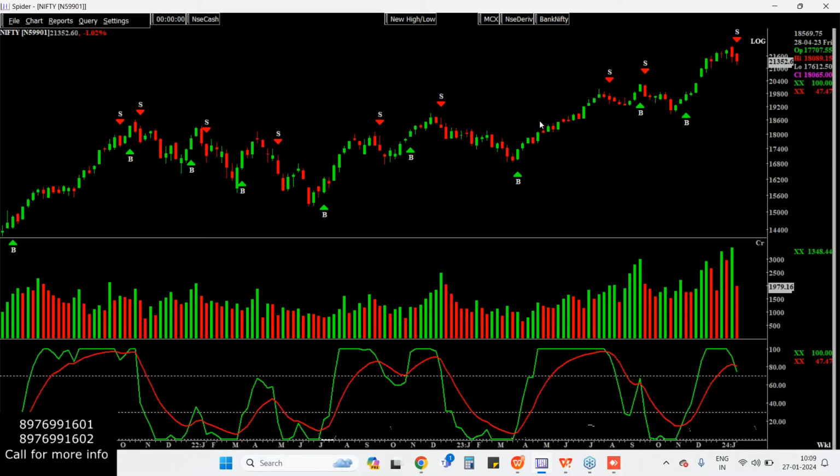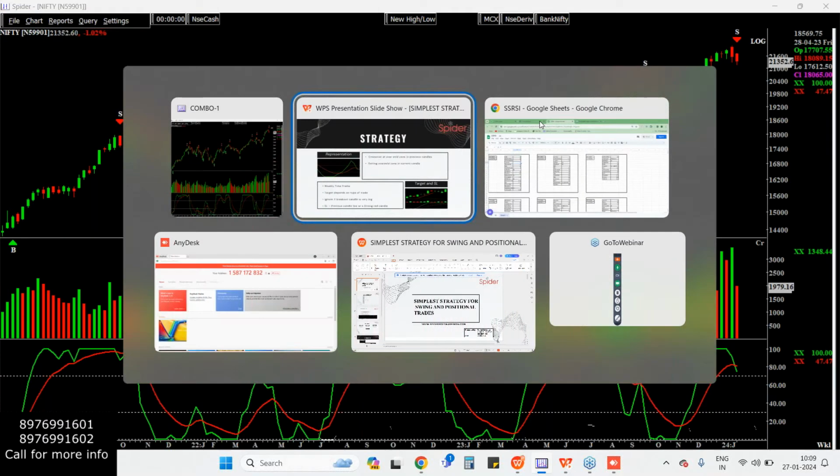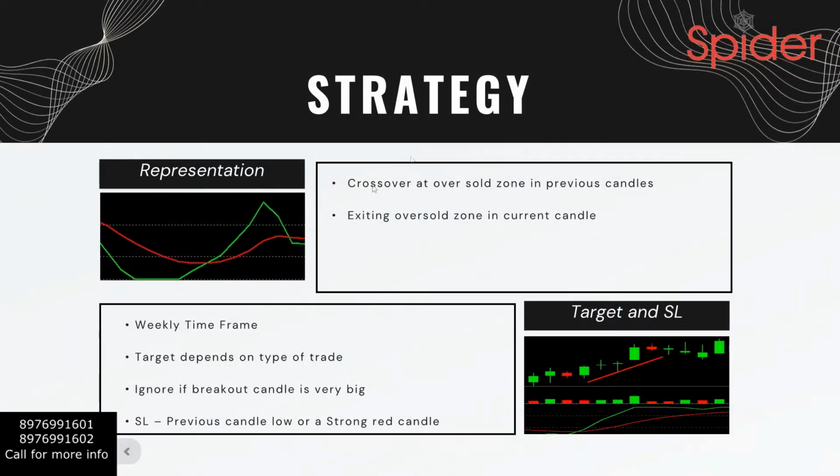Again, jumping into the PPT, because that will help us analyze better. Like I've written over here, crossover at oversold zone in previous candles. In the previous n number of candles, the n number of candles condition I put in the scanner won't be disclosed. So in the previous candles, the crossover should be there, and the current candle should be exiting the oversold zone. This is the main criteria. This will be your signal candle, and this will be your confirmation candle. The time frame should be weekly, none other than that.